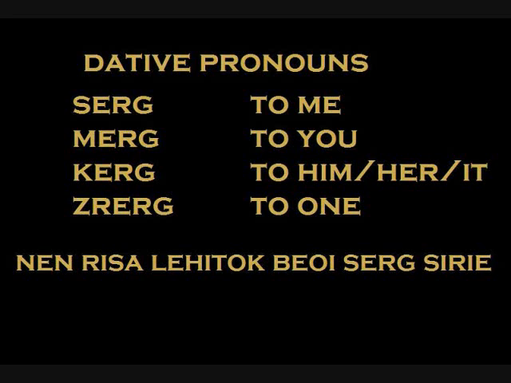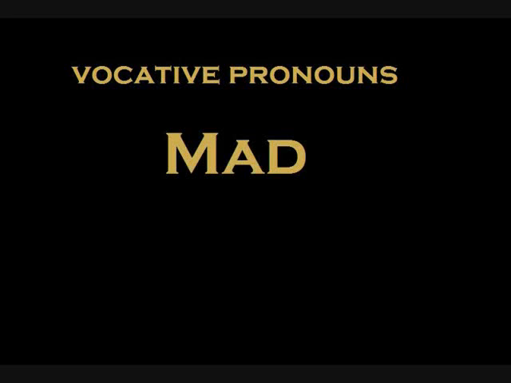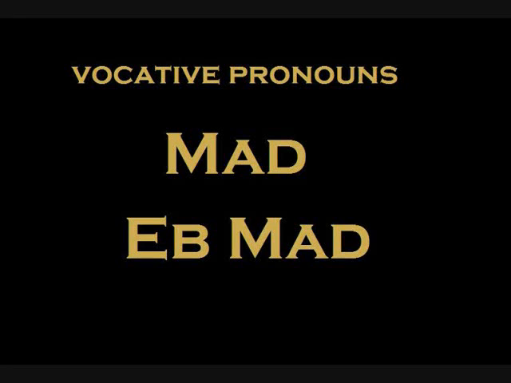Remember that these accusative and dative personal pronouns can all take eb and be made plural. For example, I gave you all to them would be beetes eb kerg eb me. We can also use personal pronouns in the vocative. However, the only person that really makes sense in the vocative is the second person, mad, which would mean, hey you. You can also pluralize that and say eb mad.